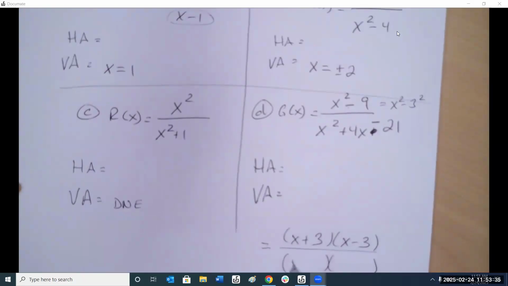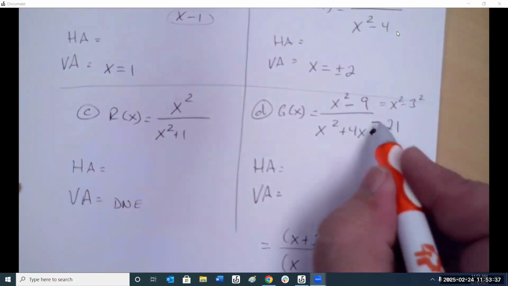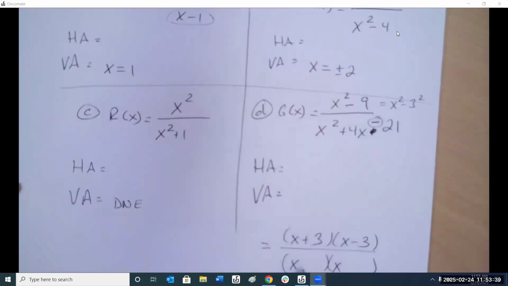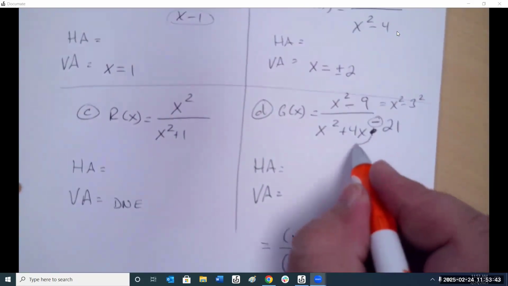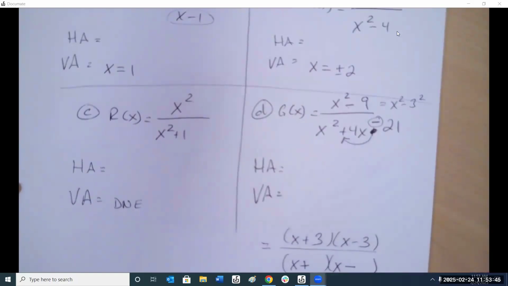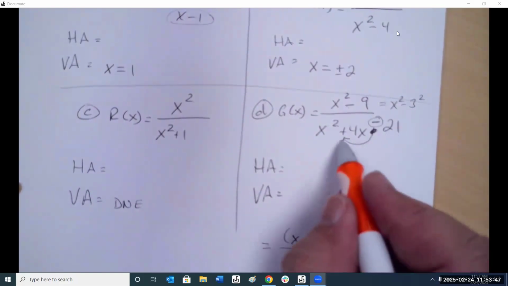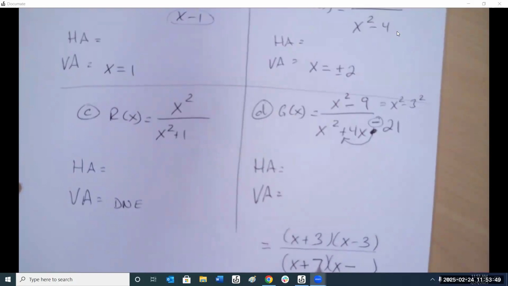Now the bottom number, since the second sign's a minus, that means they have the opposite signs. And the bigger number gets a positive, right? It has to be 7 and 3. 7 goes to the positive.